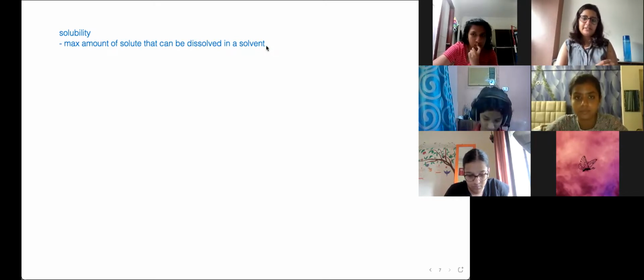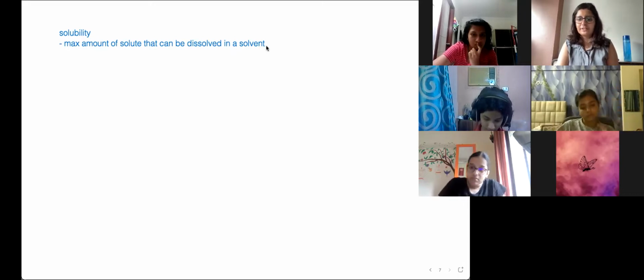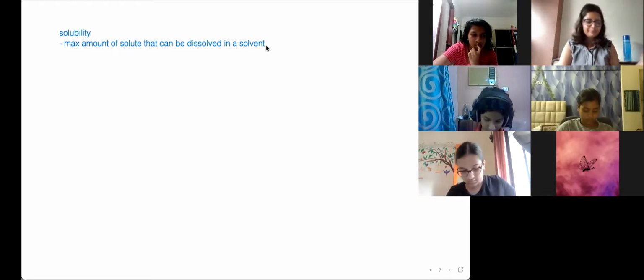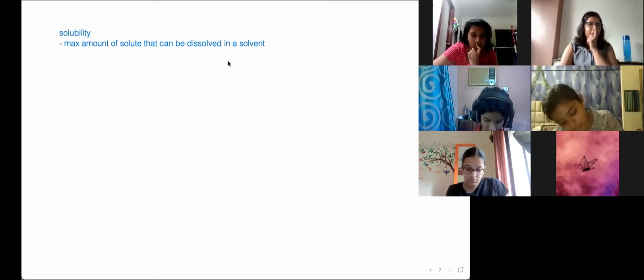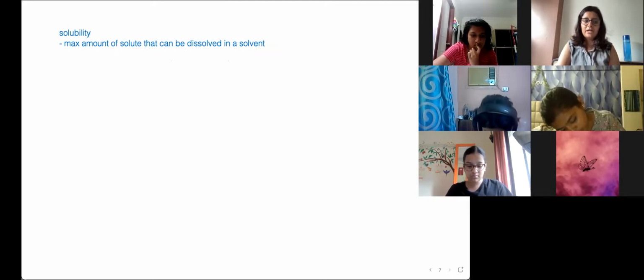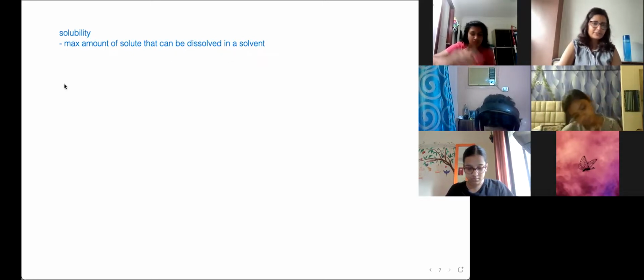So solubility depends on what the ambient temperature is, what the temperature of the solvent is. That's one of the aspects that we'll discuss in this chapter. So the maximum amount of solute that can be dissolved in a solvent at a particular temperature. In order to study solubility, like why maximum solute, chemically kya ho raha hai at that maximum, there are a few terms that we need to discuss.